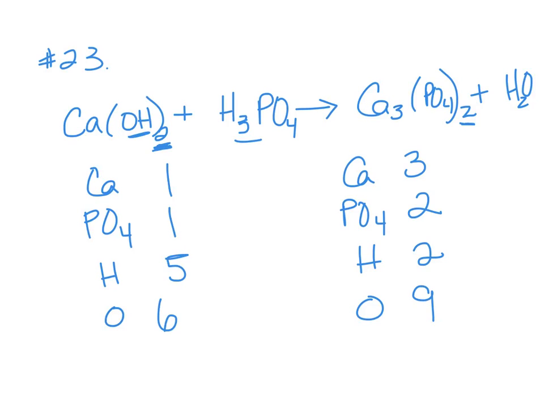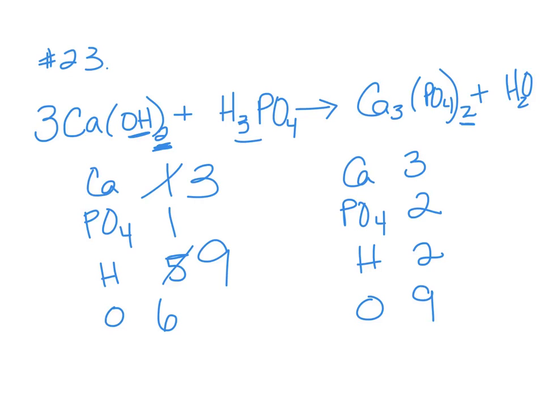The first thing I'm going to do is balance my calciums. So I'm going to put a 3 here. That changes that to a 3. It's also going to change my hydrogen count. I have 3 times 2 hydrogen is 6, plus 3 gives me 9.